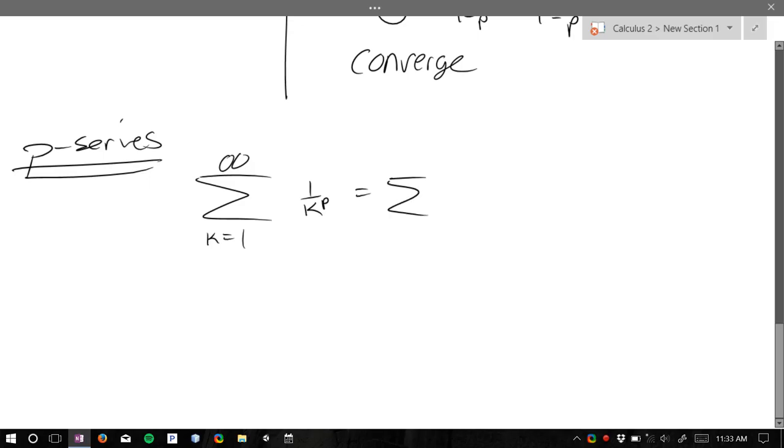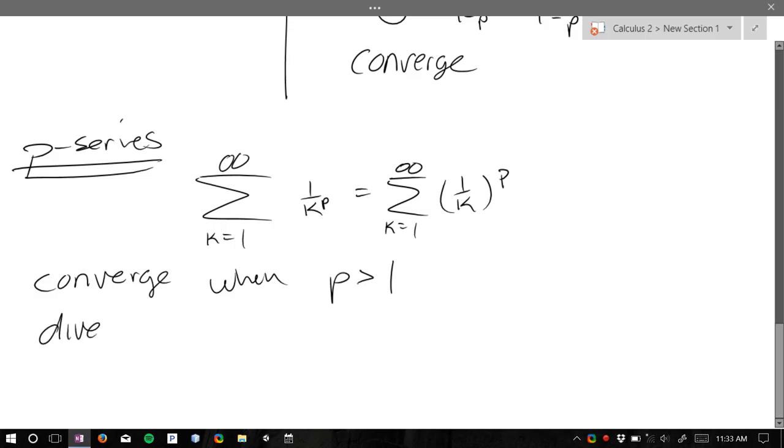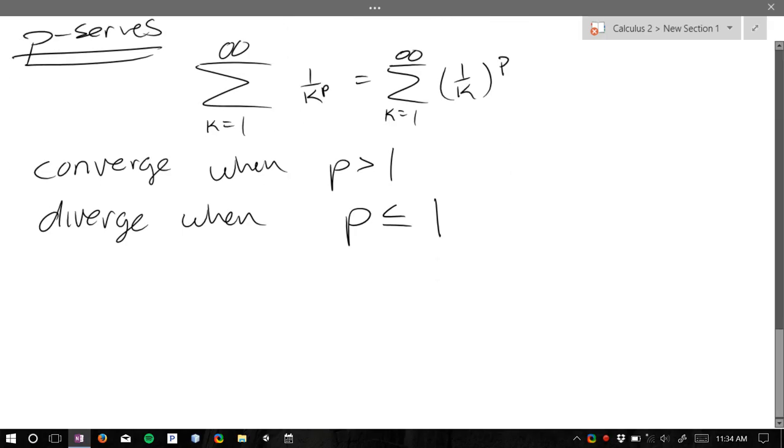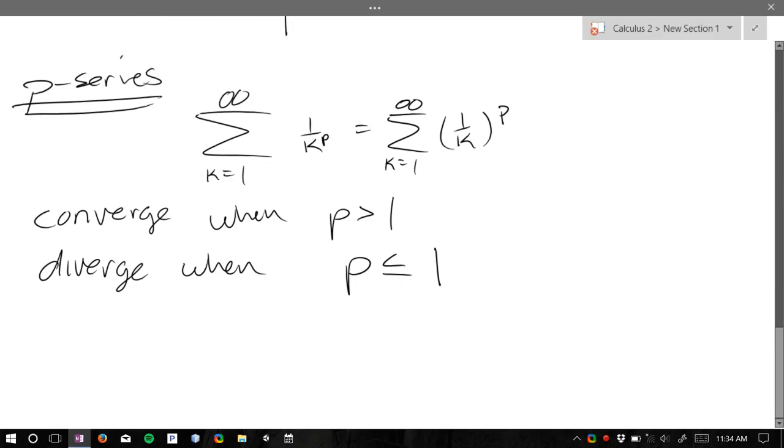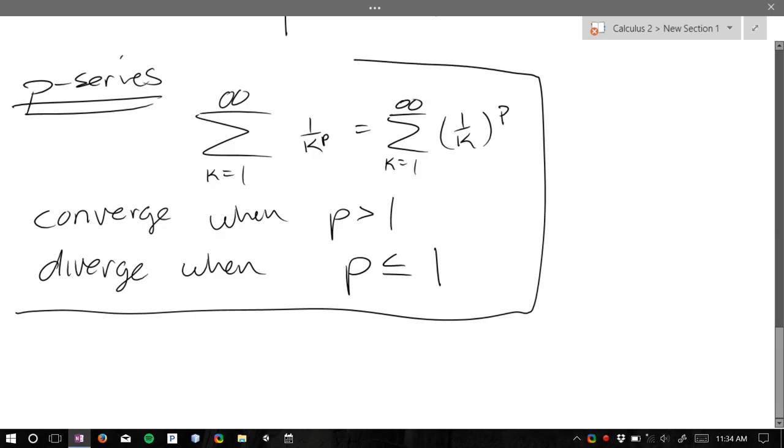You may see it written like this, this is just the simplest of algebra. So this will converge when p is greater than 1, and diverge when p is not just less than 1, but less than or equal to 1. So it diverges at 1 and all the smaller p values. Super important series. I think it should go on your cheat sheet. You don't need to write both forms on your cheat sheet. Whichever of the two forms works better for you.